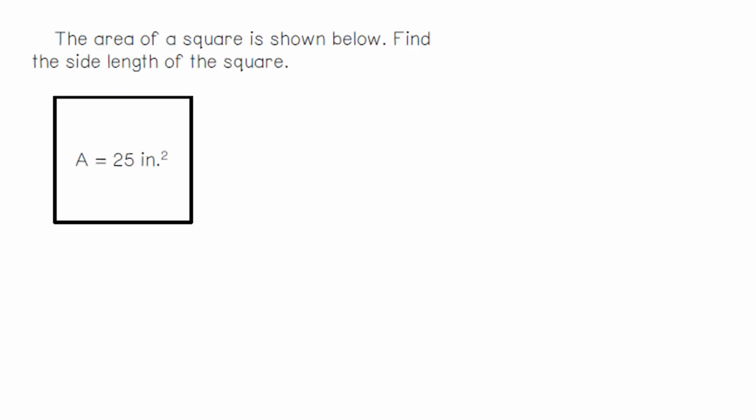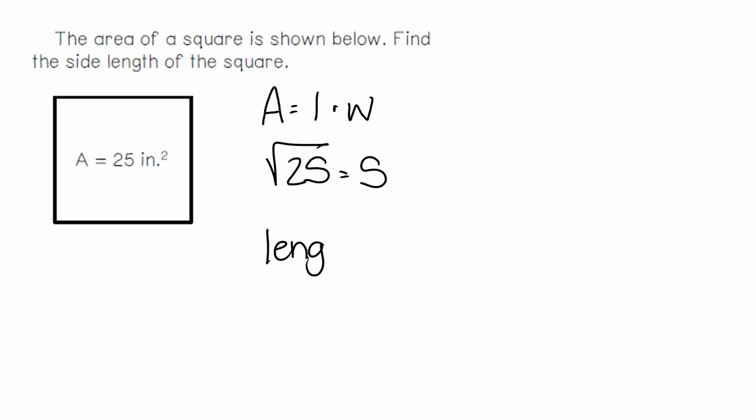The area of a square is shown below. Find the side length of the square. So for this one, area is 25. We want to know what are we multiplying by, length times width, to get 25. We take the square root of our area, the square root of 25, which is 5. So the length and the width are 5.